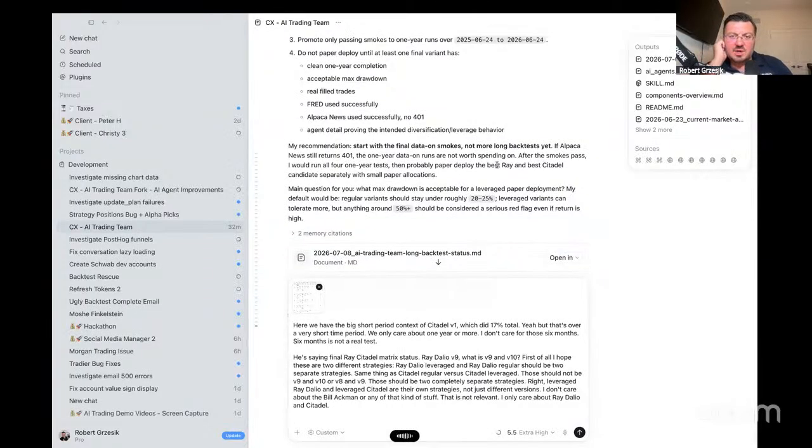You're saying what max drawdown is acceptable for a leveraged paper deployment? My default would be regular variance should stay under roughly 20-25%. And then leverage variance can tolerate more. But anything around 50% plus should be a serious red flag if the return is high. Yeah, I agree with that. I mean, crazy high max drawdowns are definitely not good. But that's not like a complete no. Let's judge that on a case by case basis.